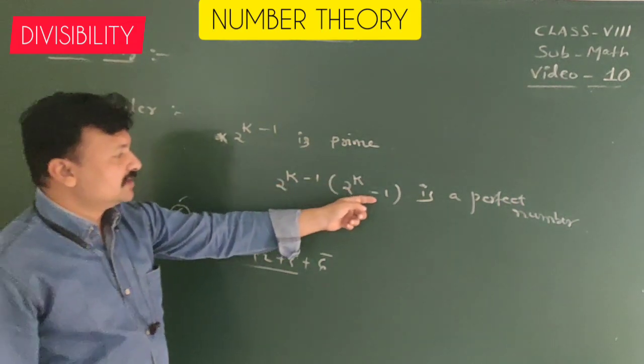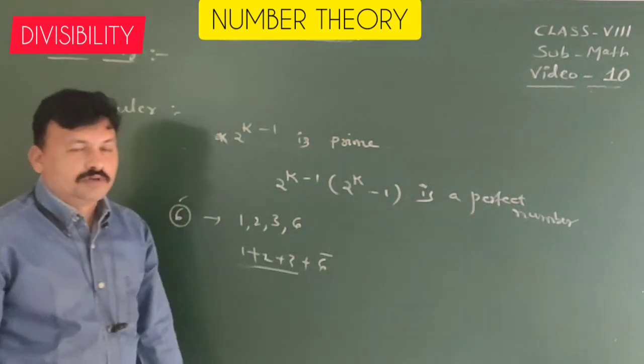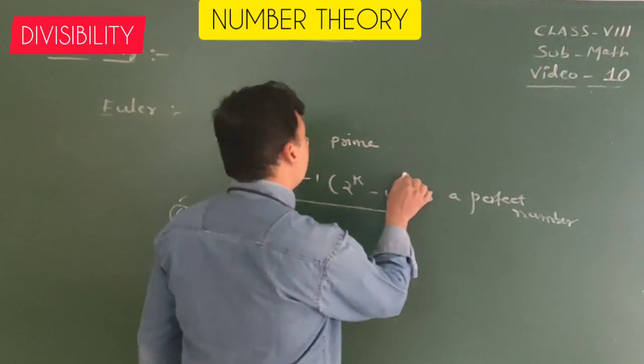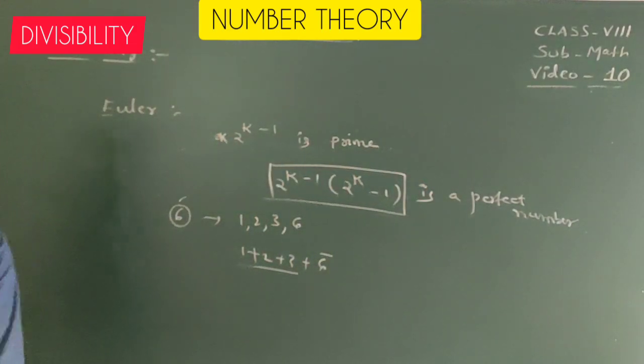Euler proved that if 2 power k minus 1 is a prime, then 2 power k minus 1 into 2 power k minus 1 is a perfect number. Meaning we can say that the form of perfect numbers is 2 power k minus 1 into 2 power k minus 1.